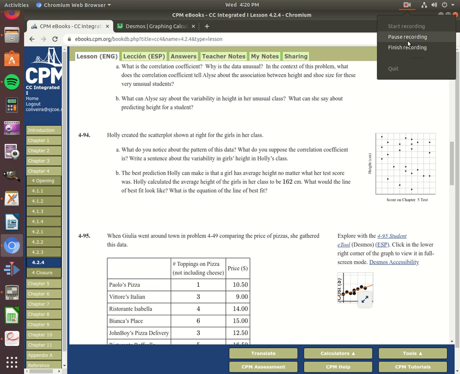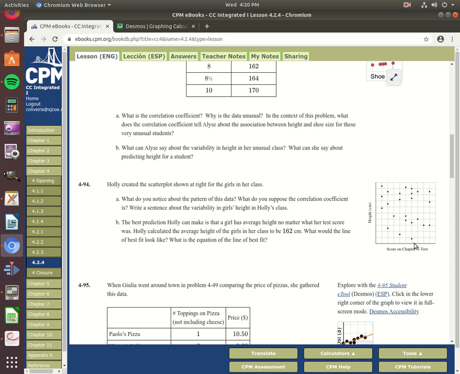Excuse me, one second. I apologize. So the reason it'd be y equals 162 is the average is 162, right? So that's where the horizontal line y equals 162 would go, and it would have an R of 0. That's why it would be flat.